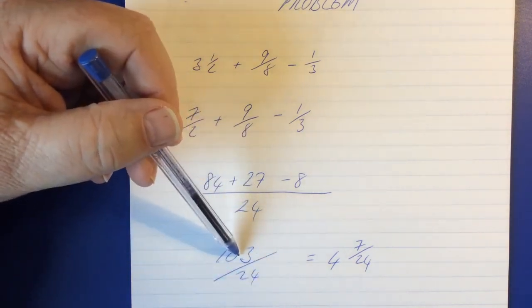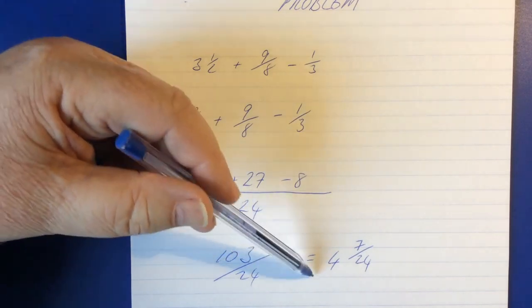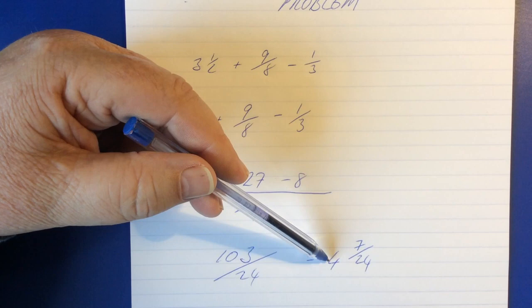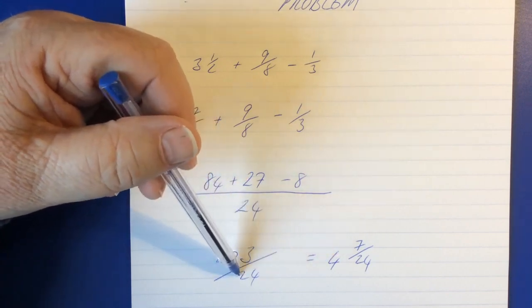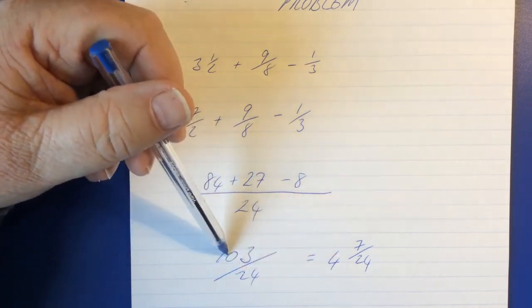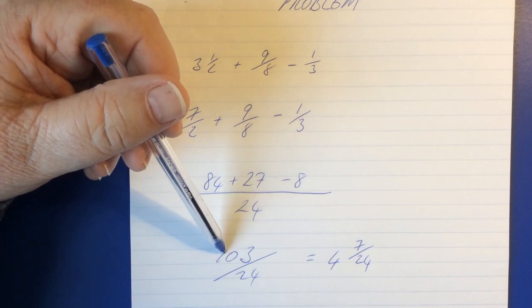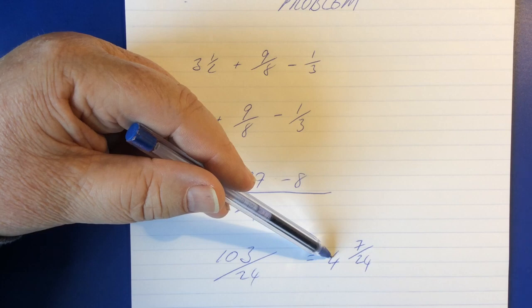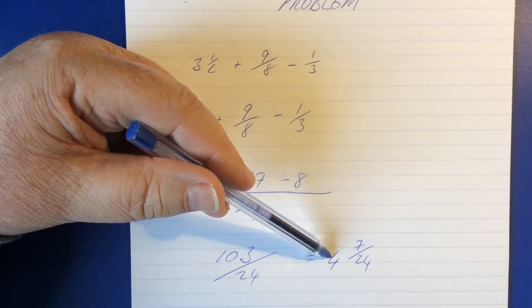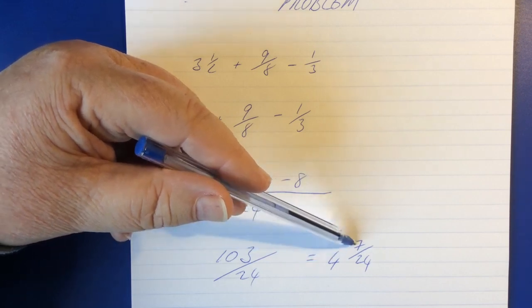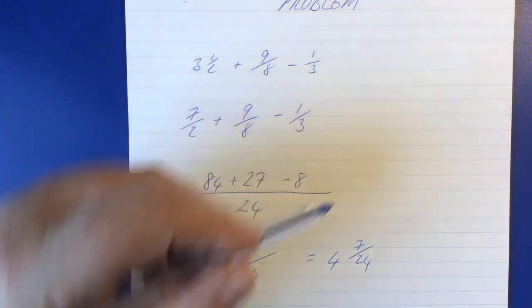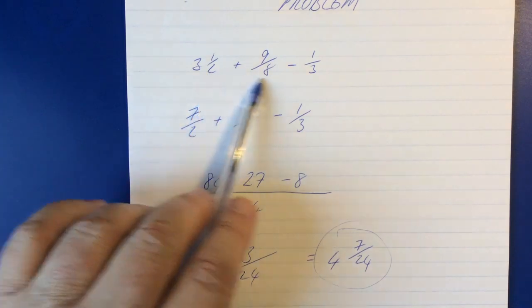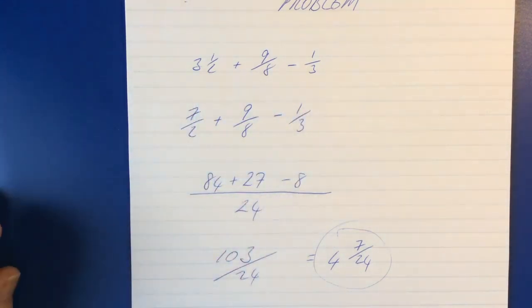That's a reasonable answer. We could convert it to a mixed numeral, and to do that we have to work out how many times 24 goes into 103 and what the remainder is. So 24 goes into 103 4 times, gives us 96. And therefore the remainder is 7. So this is the answer to that problem there, and it's really not that bad.